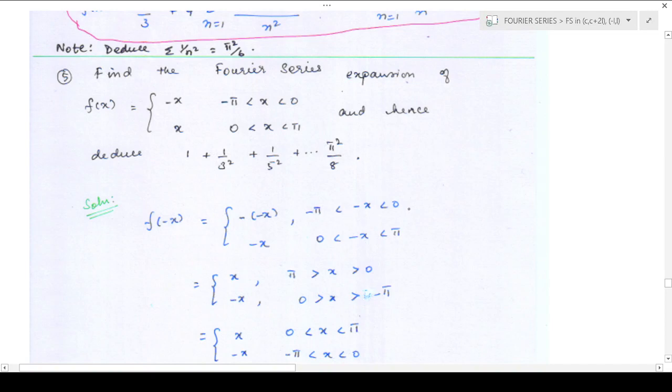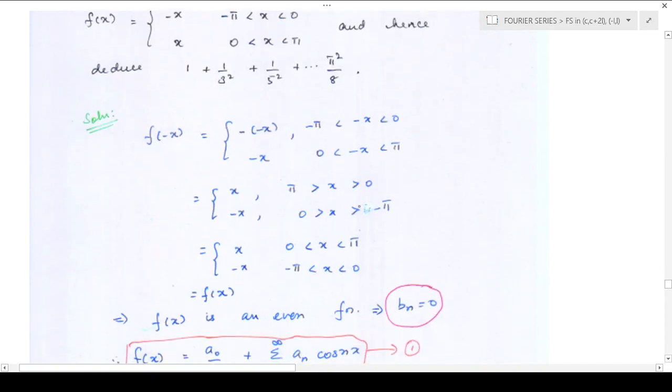When you are doing so, or dividing throughout by minus 1, the inequality will change. Plus pi greater than plus x greater than 0. Here 0 greater than x greater than minus pi. Likewise it is. Rewrite this. This is nothing but your f of x. See, x from 0 to pi, x from 0 to pi, minus x and minus x to 0, minus pi to 0. See. So f of minus x and f of x are the same. So f of x is an even function.